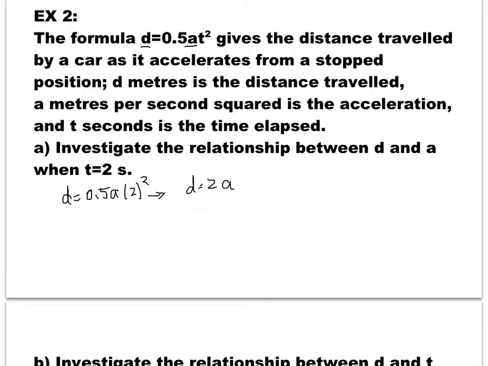And if you remember from grade 9, since the y-intercept is 0, this means that the relationship is direct, meaning that it goes through the origin. So if I plot this one as d, this one as acceleration, I'm going to get a line which goes through the origin. So this is the investigation to find the relationship between d and a.